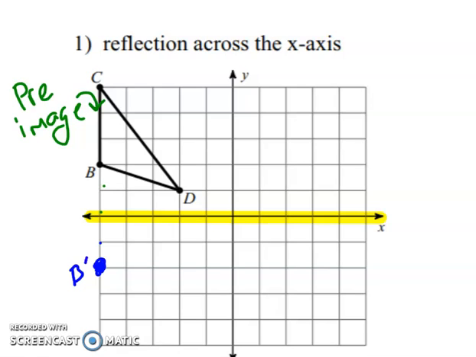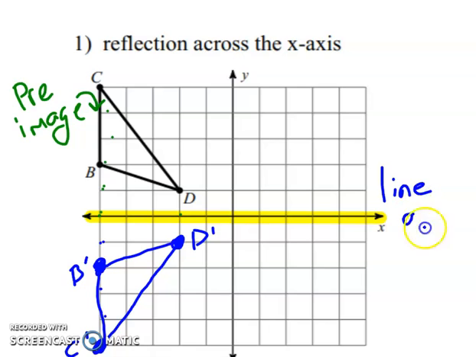If I go to D, that's only 1 unit away. So my D prime is going to be 1 unit away. C is 1, 2, 3, 4, 5 units away. So I have to go down 5. 1, 2, 3, 4, and 5. This is going to be my C prime. And now I can connect my shape. Notice how it looks like it perfectly has a mirror image to it, right? And they're all the same distance away from that line of reflection. I'm going to note that.